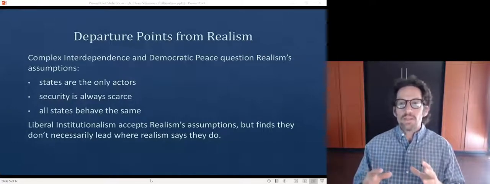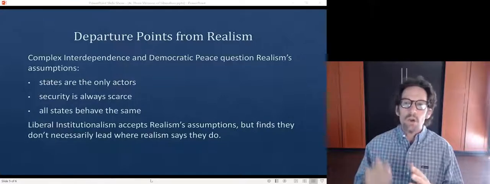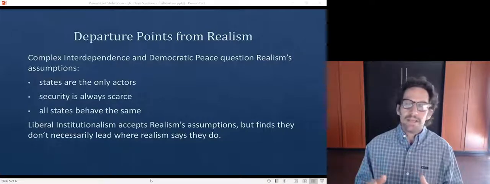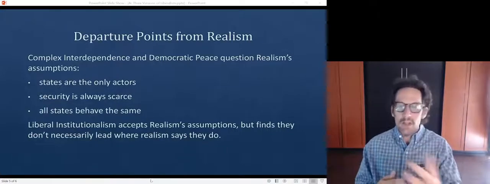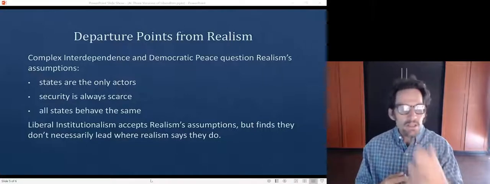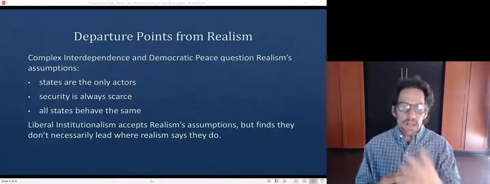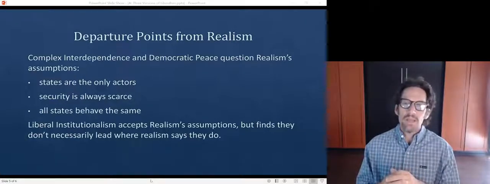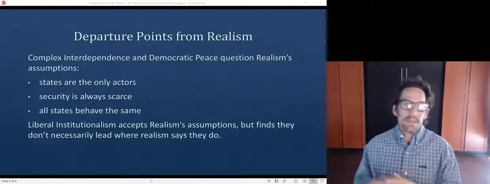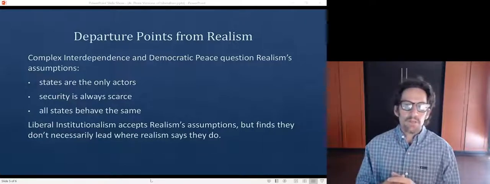What I want to stress is that these three schools of liberal thought depart from realism in different ways. Complex interdependence theory and democratic peace theory question realism's assumptions. They basically say, if your assumptions are wrong, then your theory's got to be wrong too. They say it's not the case that states are the only actors. It's not the case that security is always scarce. And in particular, democratic peace theory says it's not the case that all states behave the same. So if those things aren't true, then the consequences obviously become irrelevant.